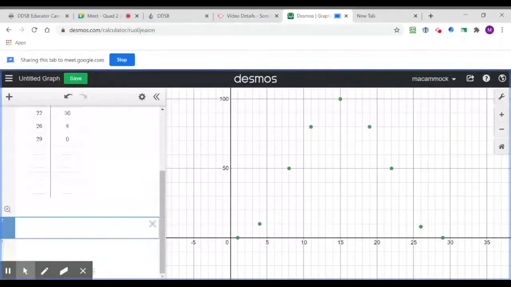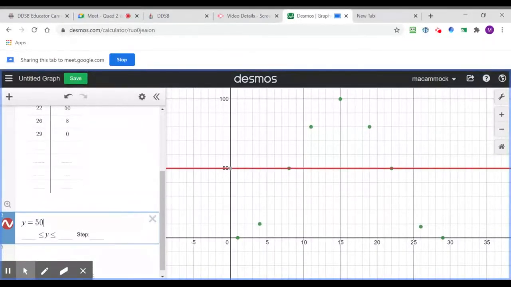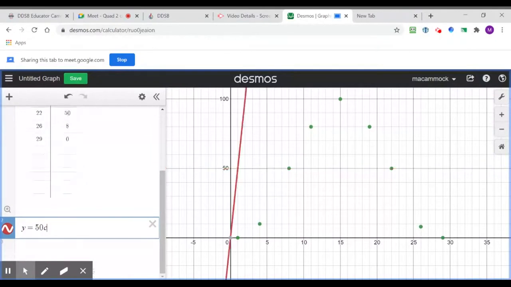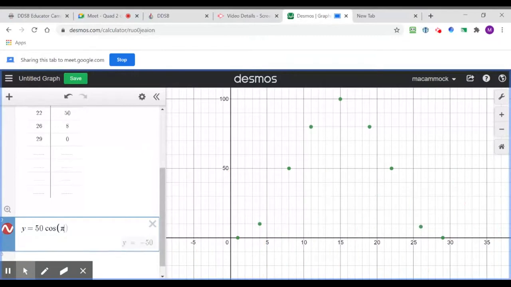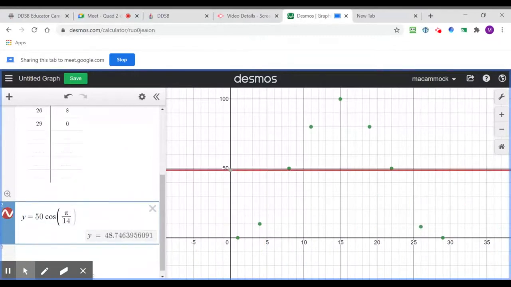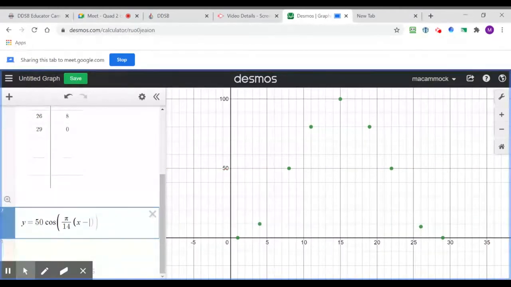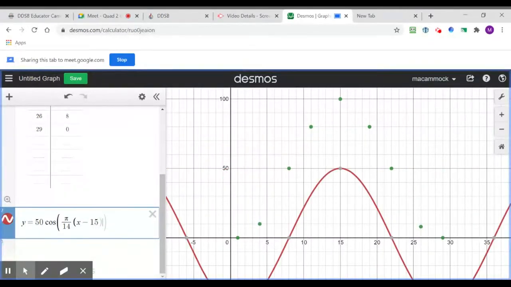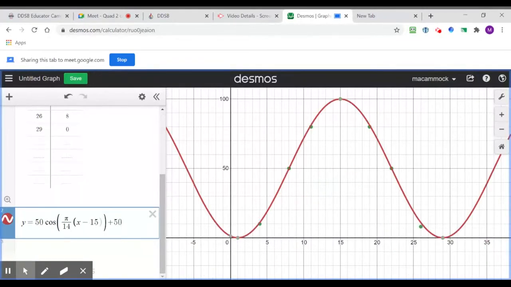And we're going to put in y equals 50. I'm going to put in cosine. And it was pi over 14. Open up a second bracket. X minus 15. And then plus 50. Okay. All right. So is everybody okay with that?